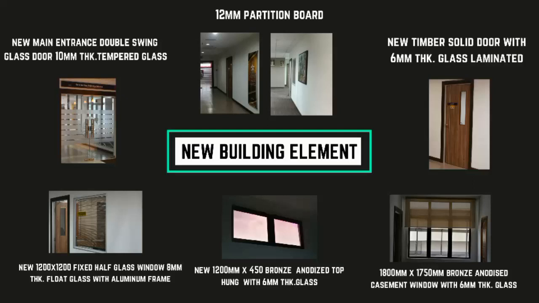This is the image of the new building elements. From the left are the new main entrance double swing glass door, then the 12mm partition board used as a wall to divide the space, and then the new timber solid door, the new fixed half glass window, the bronze ironized top hung, and the bronze ironized casement window.